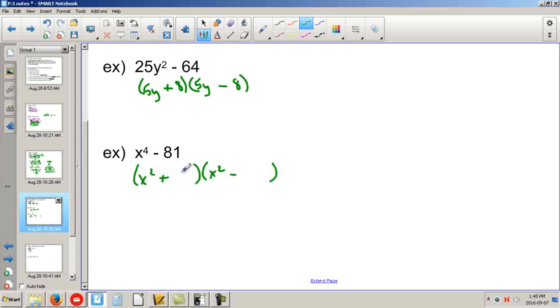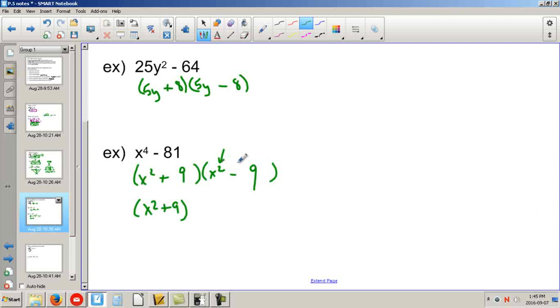Well, the square root of 81 is 9. Here's where we can get you into some trouble. X squared plus 9, it's plus. It's stuck. There is nothing that can be done with x squared plus 9. But if you're not paying attention, you might have thought that was it. You were done when you had that first factoring done.